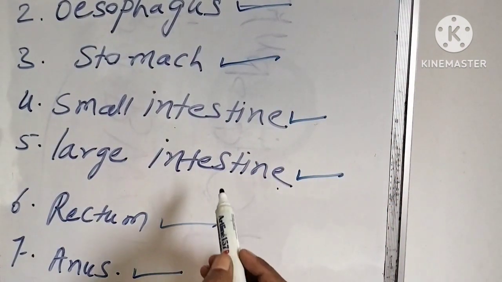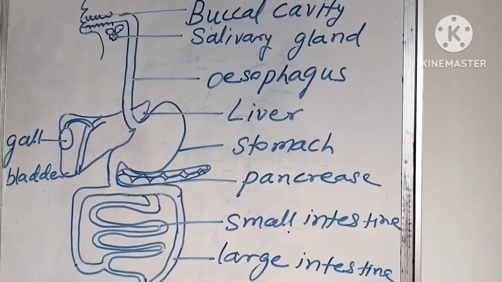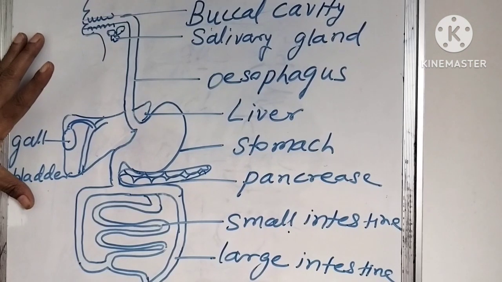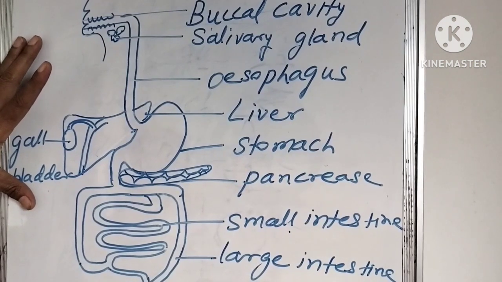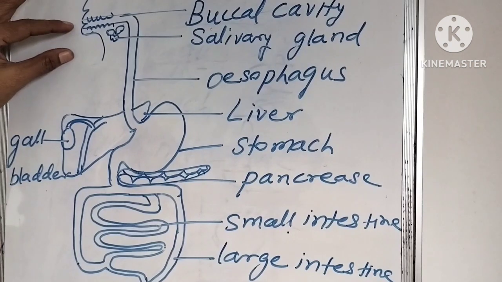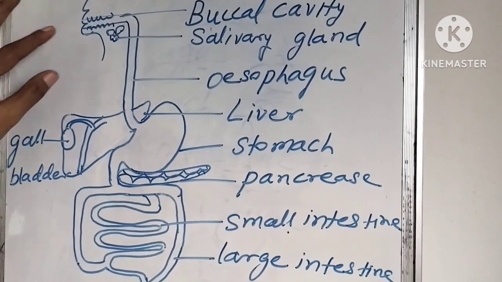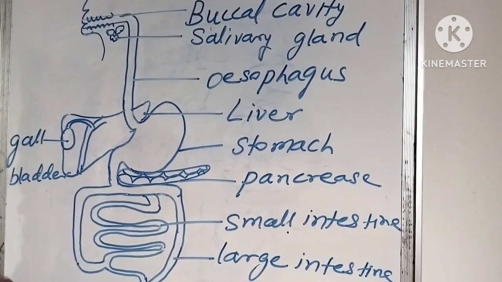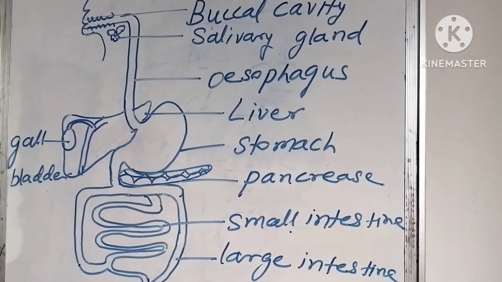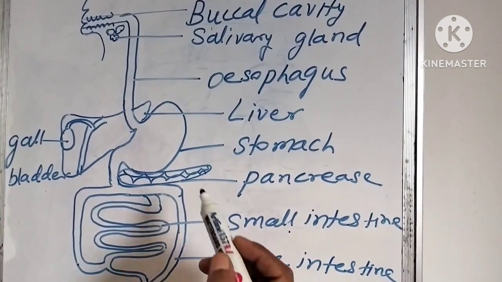Now we are going to see this diagram of our digestive system, or alimentary canal. This digestive system consists of 6 to 7 parts. It starts from our mouth and ends at the anus. When we take food, taking in food is known as ingestion. Through our mouth, we take food inside our body.